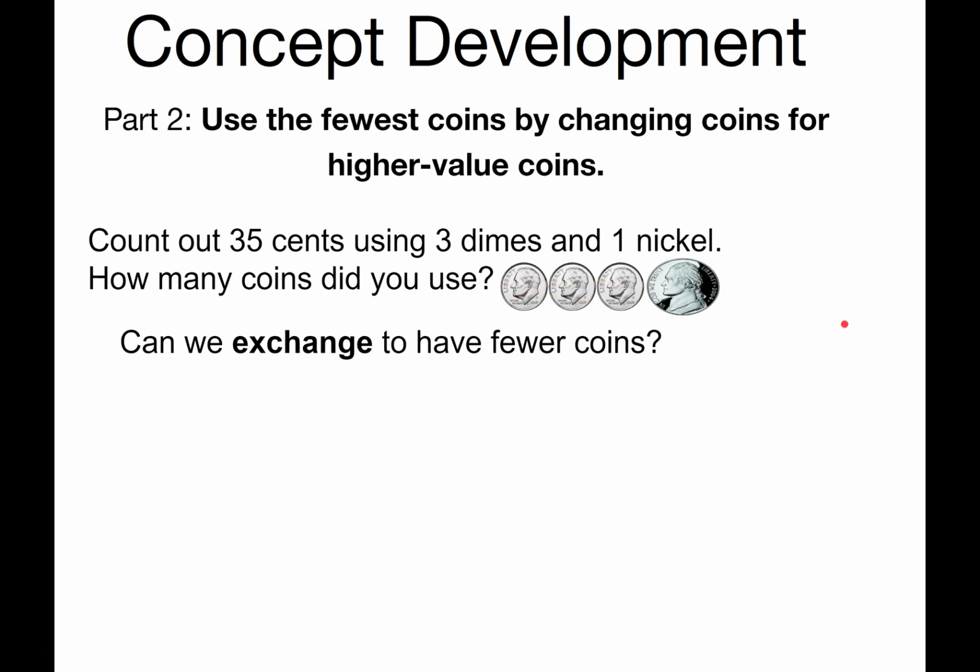So how much money do we have? 35 cents, right? So if we want less coins, let's think about our strategy in part 1. How did we figure out how to get fewer coins? So what we did was we started with the biggest coin we know of, which was what? A quarter. And a quarter is worth 25 cents. So let's go back to that strategy and try to figure out if we can exchange to have fewer coins, but the same amount of money. We still want 35 cents, but we want less than 4 coins.